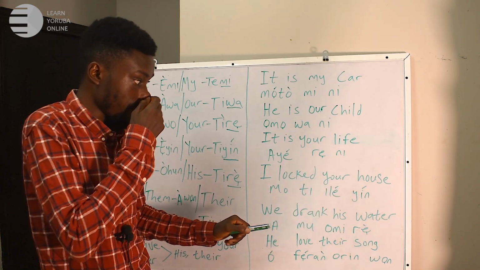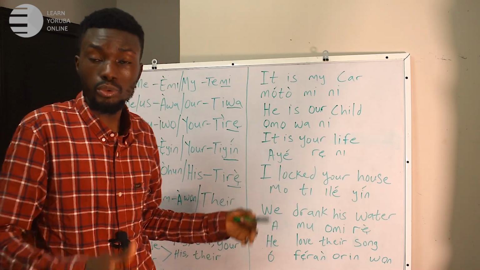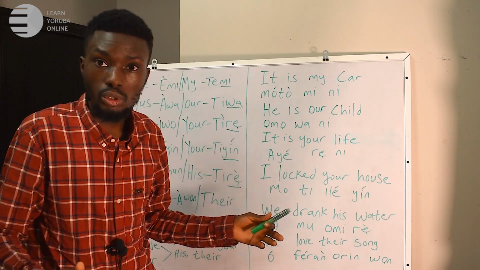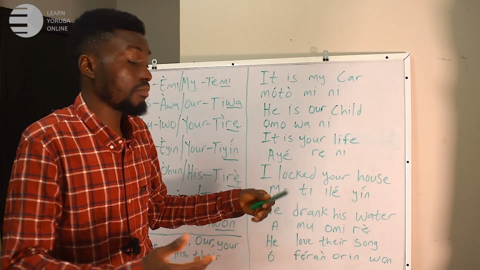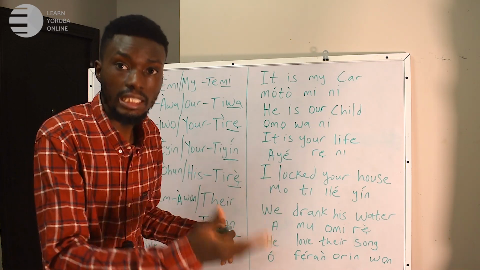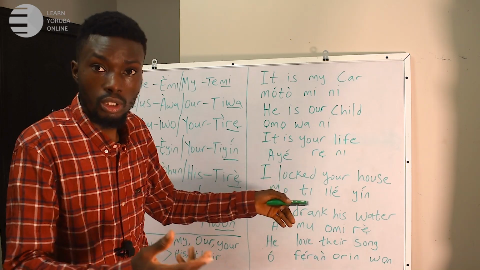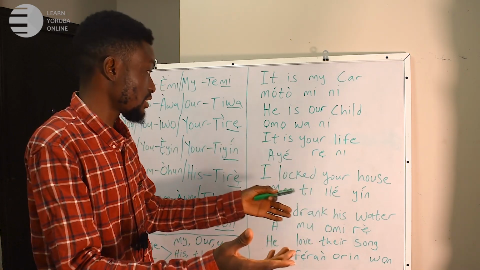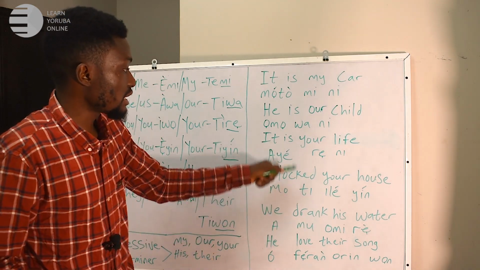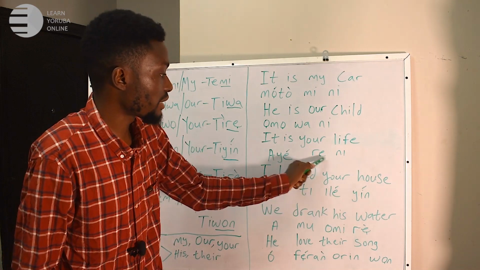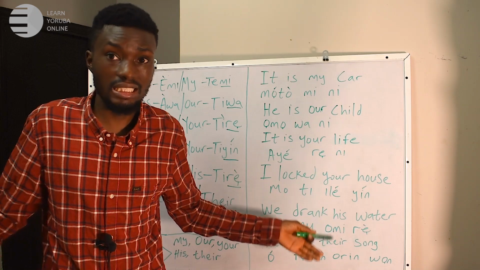So that's for that. And if it's I threw your ball, it will be mo ju bọ́ọ̀lù yín, maybe if they are more than one. But if it's actually one person, I threw your ball, mo ju bọ́ọ̀lù rẹ. So that is what it is if it's one person. So assuming this is actually English language, re is what we have here. But Yoruba language actually marks number in the language. That's just how it is.